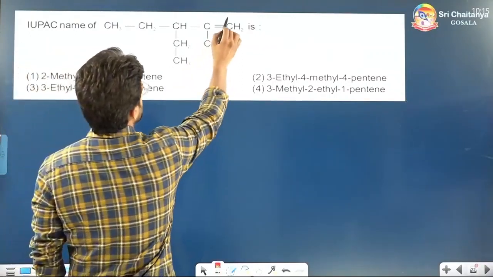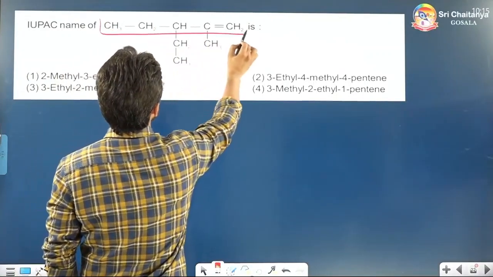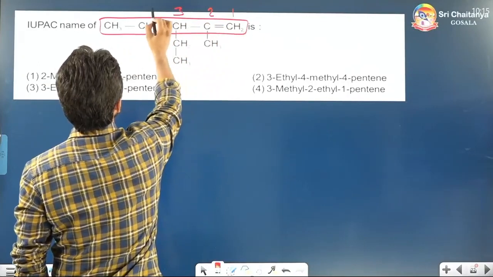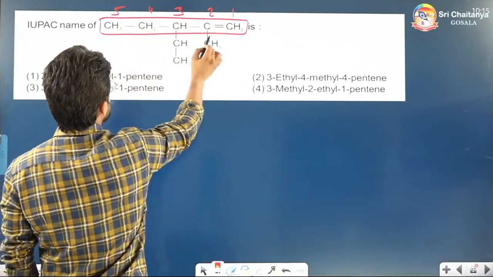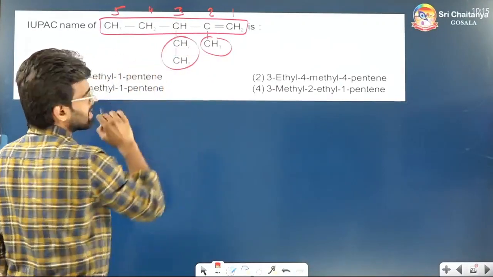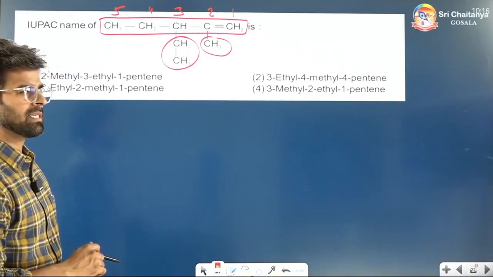What is my main chain? It is the longest chain including the pi bond: 1, 2, 3, 4, 5. At 2 we have what? Methyl. At 3 we have what? Ethyl. Carefully give the answer. Most of you are saying 3.